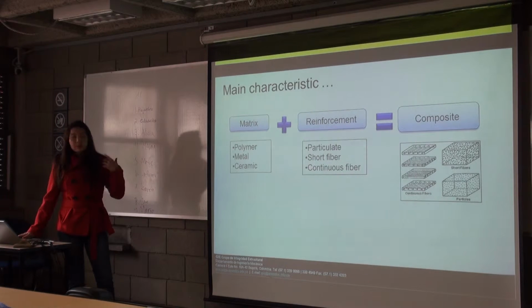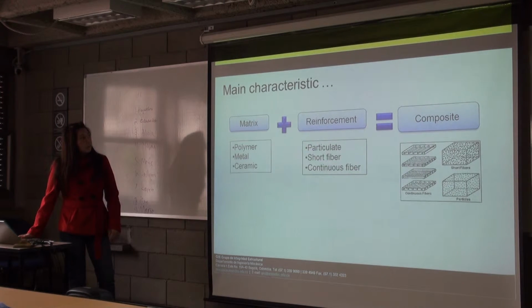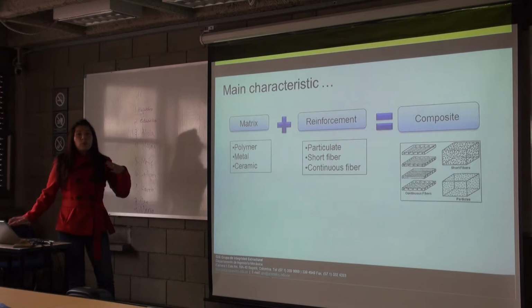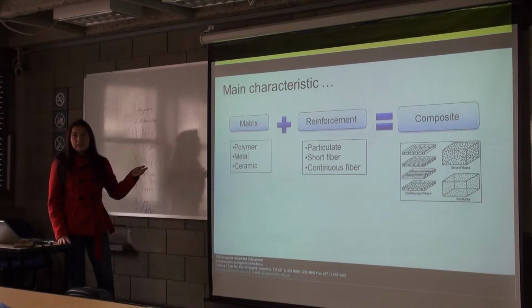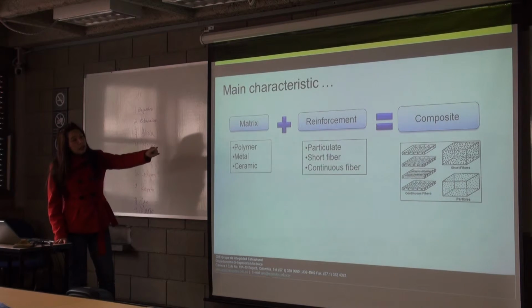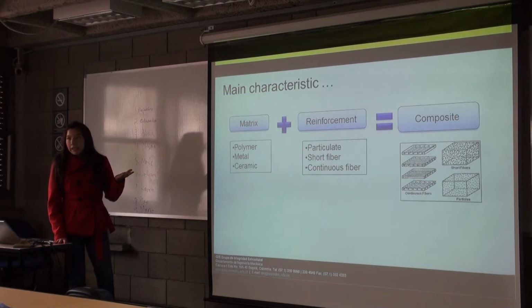Well, now I'm going to explain the main characteristics of the matrix and the reinforcements to produce a composite. First of all, the matrix is a material that provides protection to the reinforcement. And usually, the matrix is a polymer, metal, or ceramic material. On the other hand, the reinforcement usually is stronger and stiffer than the matrix. And usually the reinforcement is particulate, short fiber, or continuous fiber. In that figure, you can see a scheme, an illustration of what a composite is.